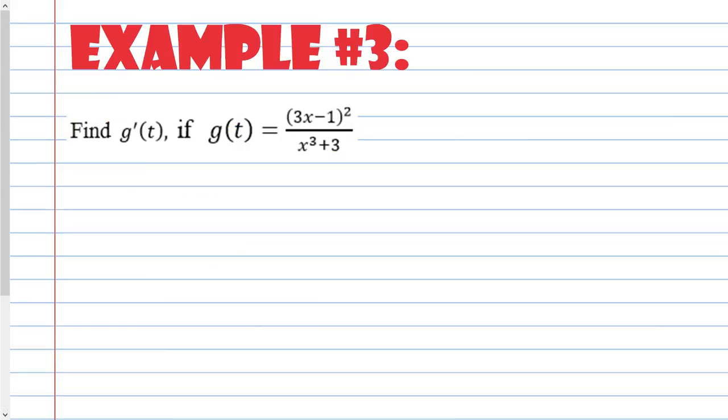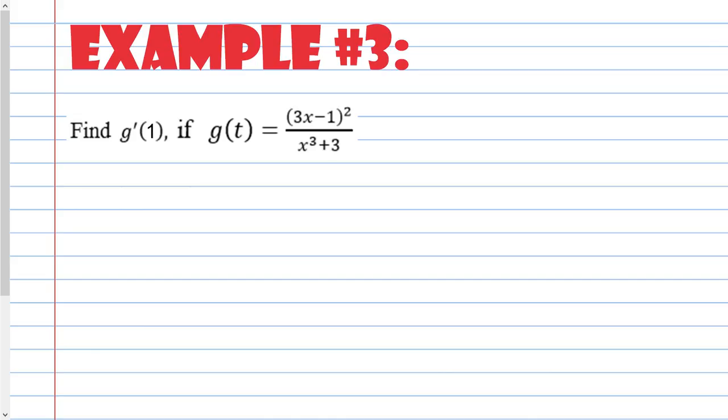All right, example 3. This time we have something to plug in. Oh wait, hold on a second. Oh, we're supposed to have something to plug in. I guess I made a boo-boo. Let me fix that. All right, so find g prime of 1 if g of t equals 3x minus 1 squared, quantity squared, divided by x cubed plus 3.